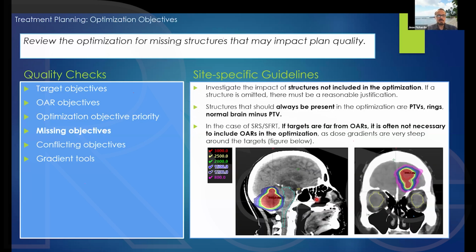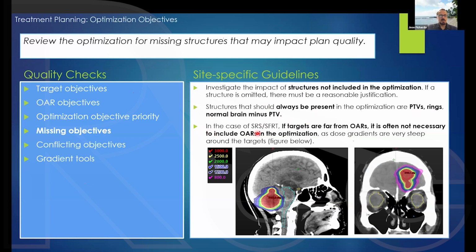Always look for missing objectives. If there are structures that were not placed there, you have to question why these structures were not used. Structures that should always be there are PTVs, rings, and normal brain minus PTV. Other ones, it depends on the case, right?